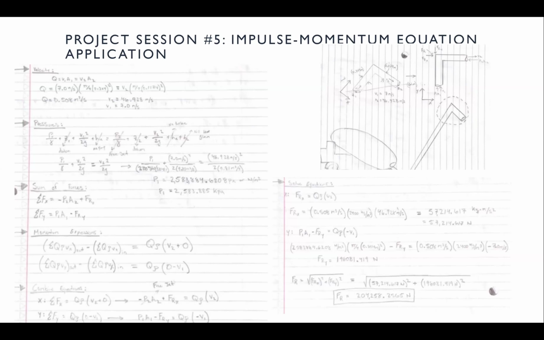Then the momentum expressions: since the x-axis only has an output, the V2 is positive, and since the y-axis has an input, the velocity is negative. After combining the two equations, we are able to find the resistance force in both the x and y direction. Knowing those values, we can solve for the total resistance force, which can be found by the square root of the sum of the x force squared and the y force squared.